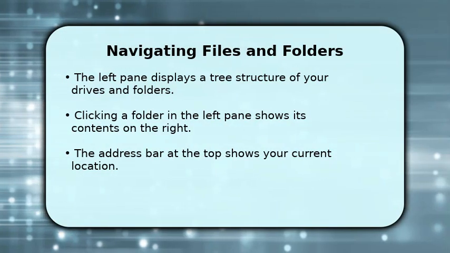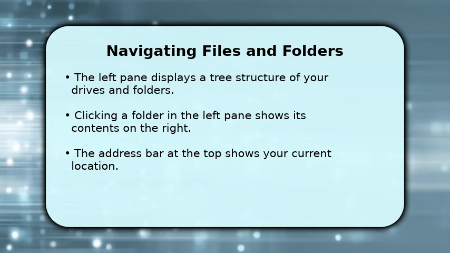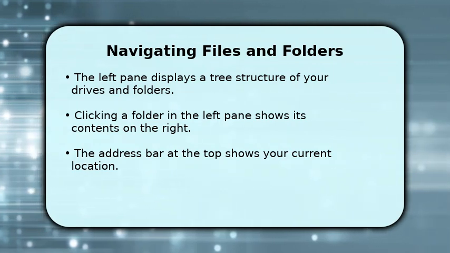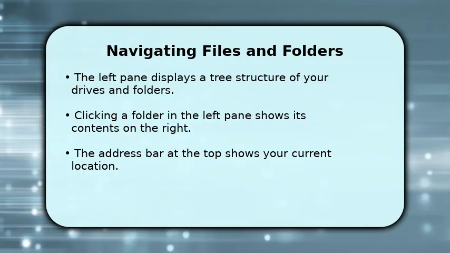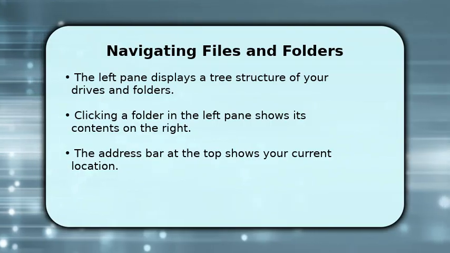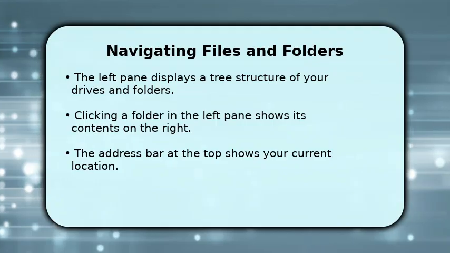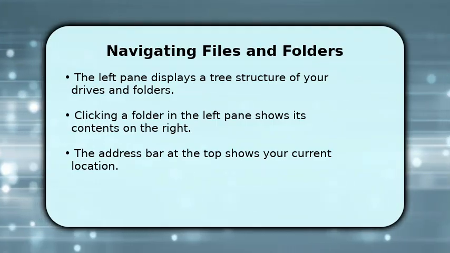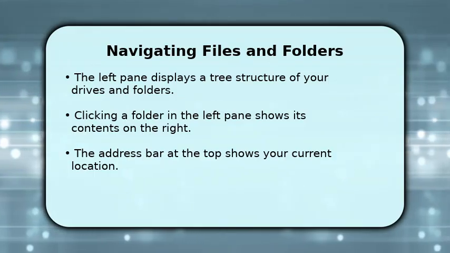Once File Explorer is open, navigating your files is straightforward. On the left side, you'll see a navigation pane listing your drives and frequently accessed folders like documents and downloads. Clicking any of these will display their contents in the larger right-hand pane. You can also use the address bar at the top to see your current path or quickly jump to a specific location by typing it in.